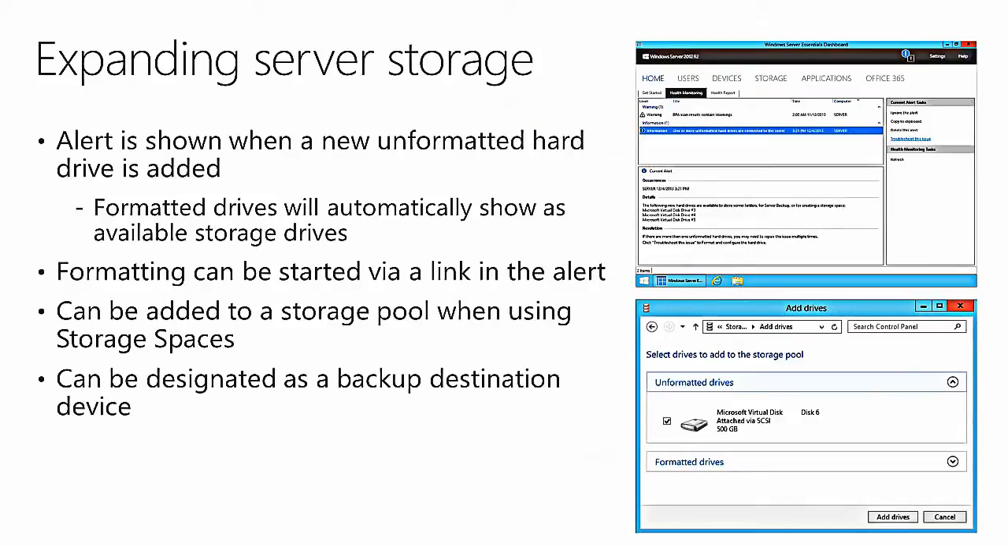So when it comes to expanding the storage in your server, as you add a new drive to the server, then an alert is shown. You have an unformatted hard drive, and you can choose to use that as you want. So right from within the alert console, you can go ahead and click on a link to assign that. It can be added to a storage pool if you're using storage spaces. It can be designated as a backup destination if you've connected an external removable drive. It can be just defined as a normal volume. So it's pretty easy to use new devices as they're added to the system and to be alerted to that.